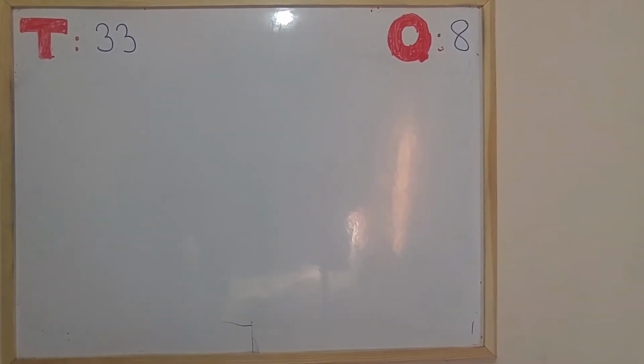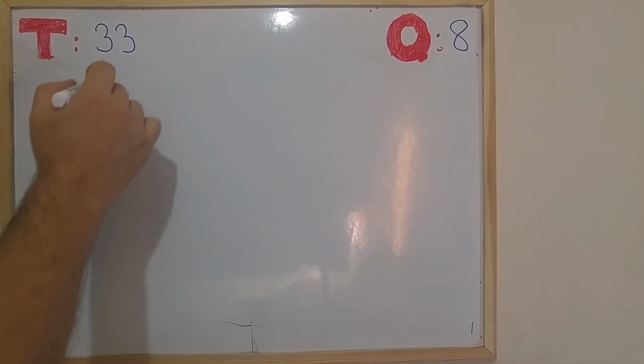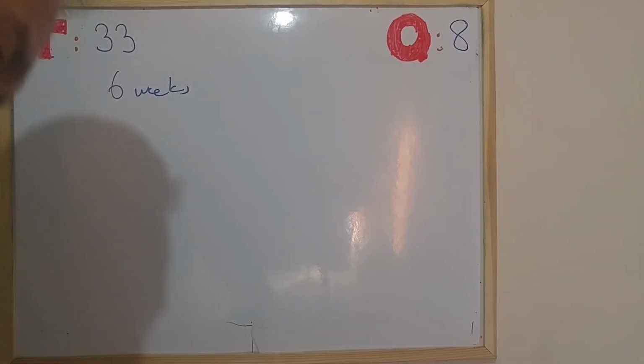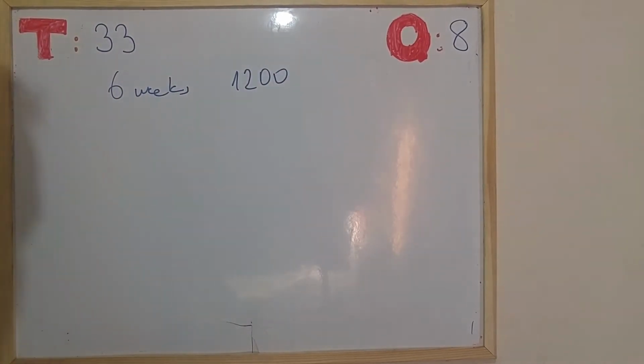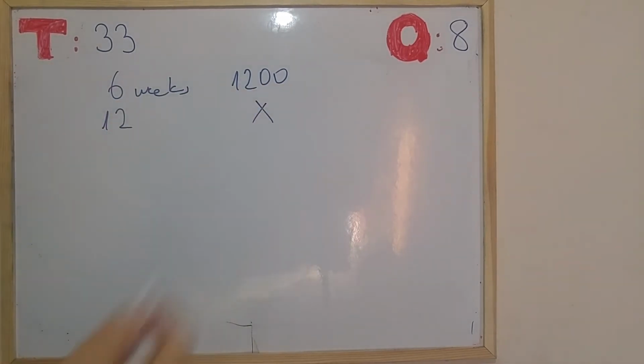The graph is a linear graph. We can choose any point in the graph. For instance, let's choose 6 weeks. 6 weeks brings how many sales? 1,200 sales. And they're asking me 12 weeks. How much would it cost? Let's do the math.